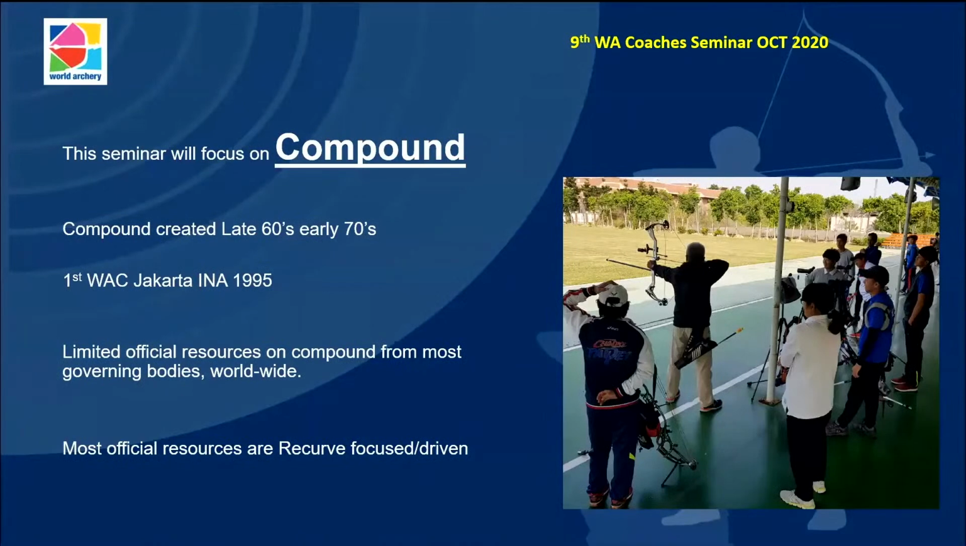So I guess it's really important to note that this presentation will focus on compound archery. A little bit of background on the compound bow is that it was created in the late 60s and the early 70s. Initially it was taken from recurve parts, put together, and shot with their fingers traditionally. Now it's obviously changed dramatically in the few years that it's been around.